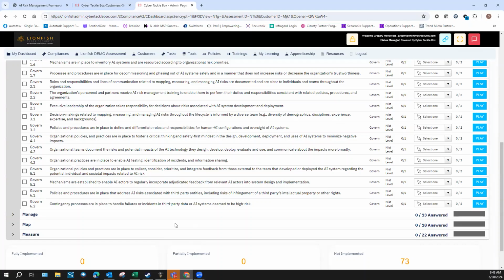Organizational practices are in place to enable AI testing, identification of incidents, and information sharing. So this is your machine learning at its core. How does your machine learning work? What patterns are you looking for? Do you test your AI?